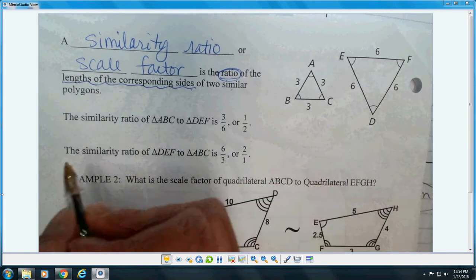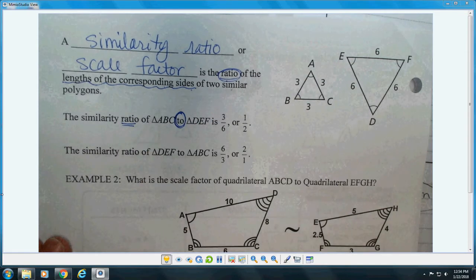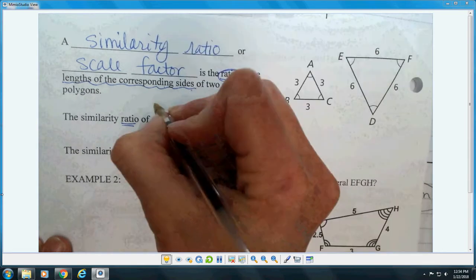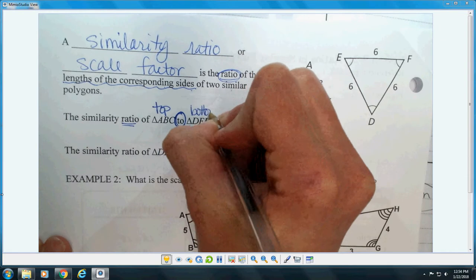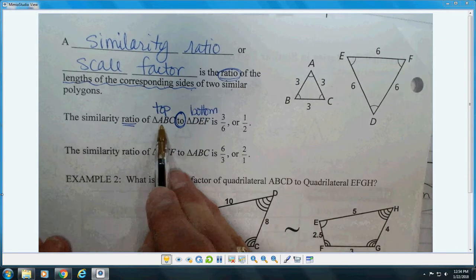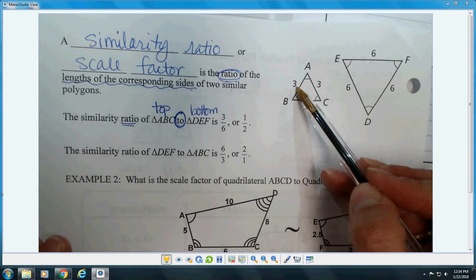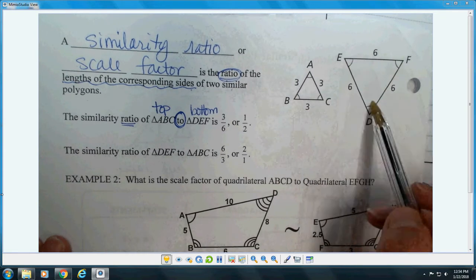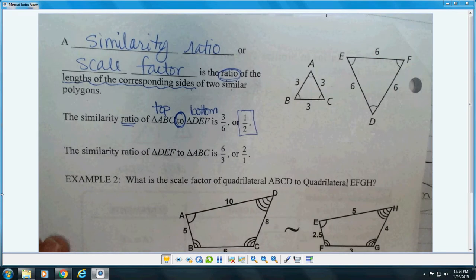Now, I know that this is a ratio because it has the word "to." How do I know whether the 3 or the 6 is on top? Whatever is written first goes on the top. Whatever is written second goes on the bottom. So I pick a side off of ABC, it doesn't matter what side, it's 3 over my corresponding side on the other, which doesn't matter because they're all the same, is 6. So 3 over 6, and I have to simplify, so it's 1/2.